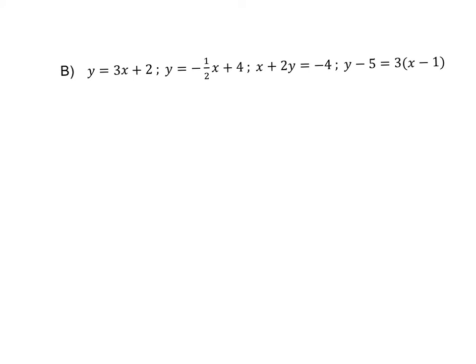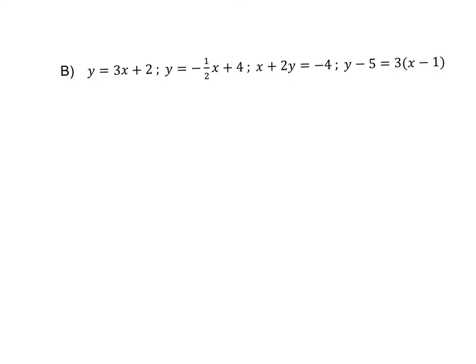Looking at part B, y equals 3x plus 2, y equals -1/2 x plus 4, x plus 2y is equal to -4, and y minus 5 equals 3 times x minus 1. The first equation is in slope-intercept form, y equals mx plus b, which means that the m is equal to 3. The second equation is also in y equals mx plus b, and its slope is -1/2.